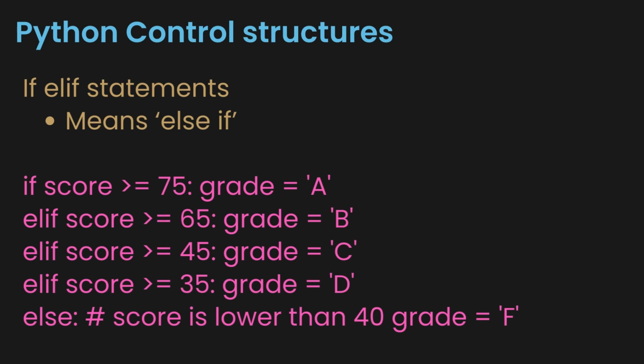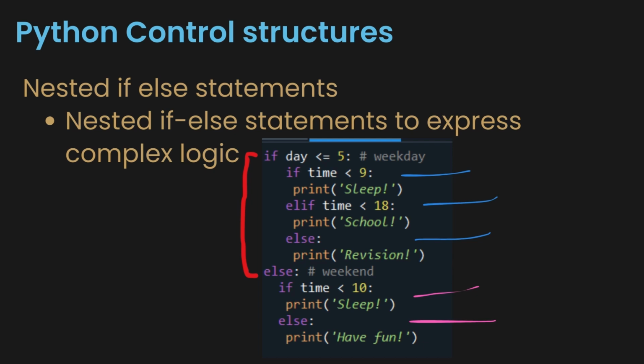Nested if-else statements in Python allow you to check for multiple conditions and make decisions within decisions, which is essential for expressing complex logic. Let's consider a simple program that decides what you should be doing based on the day and time. On weekdays, which we're defining as any day with a day number less than or equal to 5, there's a different schedule before 9 a.m., before 6 p.m., and after. If it's before 9 a.m. on a weekday, it's time to sleep. If it's between 9 a.m. and 6 p.m., it's time for school. Otherwise, it's time for revision.